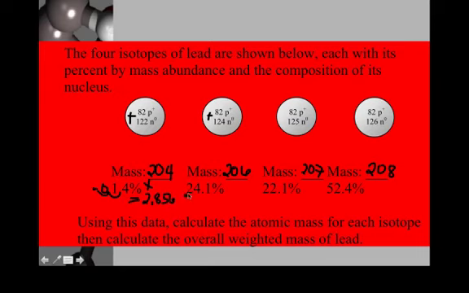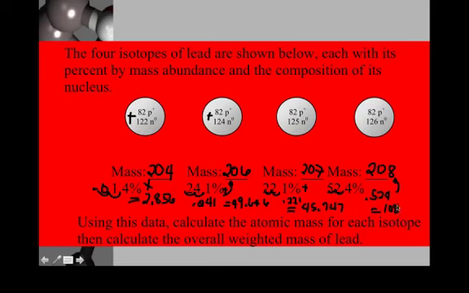This 24.1%, change it to a decimal. I almost multiplied by 24.1, but I need to have 0.241. Multiplied by 206, that should give you 49.646. Then 22.1% should be 0.221, times 207. That is 45.747. 52.4% will now become 0.524. Multiplied by 208, that should give you 108.992.